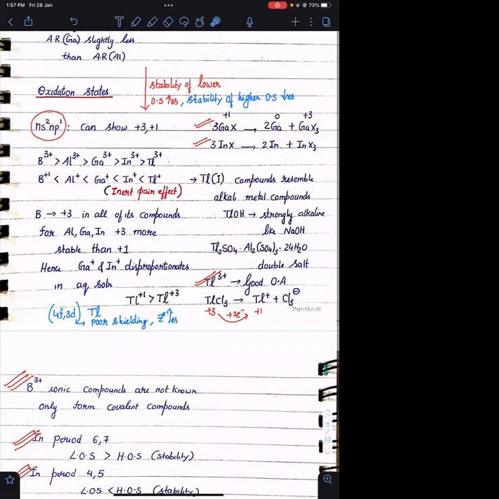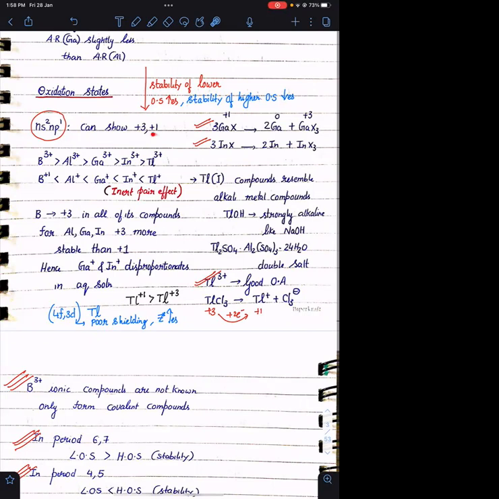And in general, in the p block, if you take group 13, 14, 15, down the group the stability of the lower oxidation state increases and the stability of the higher oxidation state decreases. And for the last element, the 6th period element, the stability of the lower oxidation state becomes higher when compared to the higher oxidation state. Here the last element is thallium. Down the group, the stability of the higher oxidation state is decreasing. That means B+3 is greater than Al+3, greater than Ga+3, and so on. And the stability of the lower oxidation state is increasing. So B+1 is less than Al+1, less than, and so on.